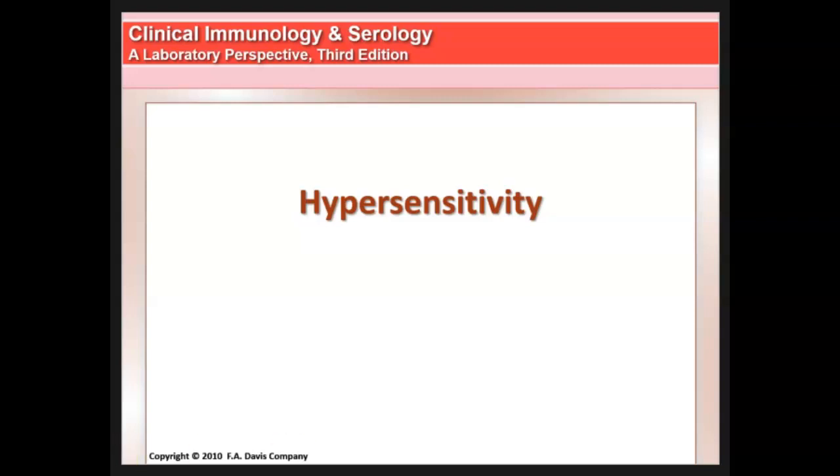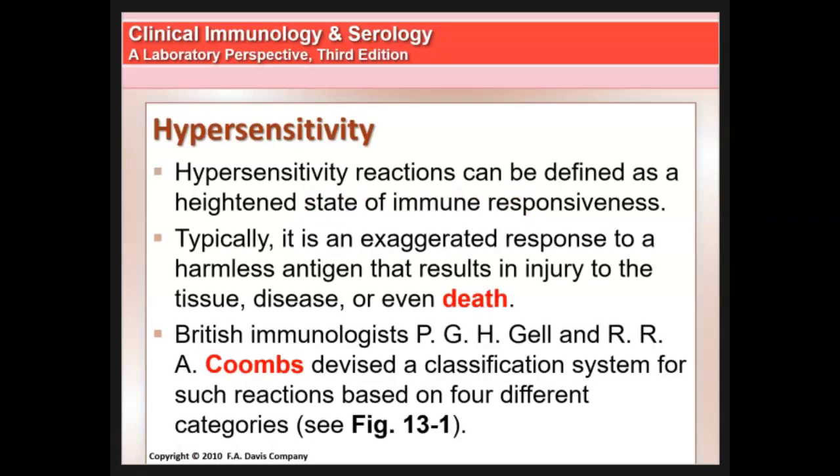Welcome to Hypersensitivity. We will be discussing the 4 types of hypersensitivity and what hypersensitivity overall means. Hypersensitivity reactions can be defined as a heightened state of immune responsiveness that can cause host damage. And we're talking cellular damage, which can lead to tissue damage, which can lead to organism damage, and eventually death. Typically, this is an exaggerated response to a harmless antigen that can result in injury to the tissue or disease and even lead to death.